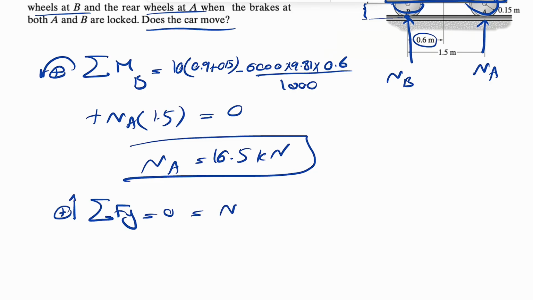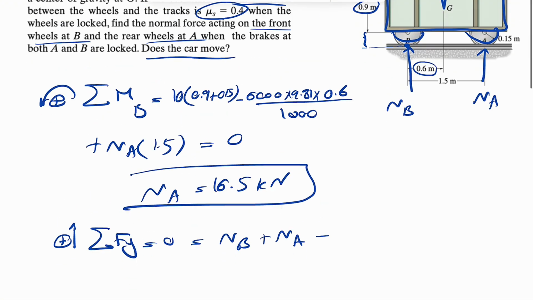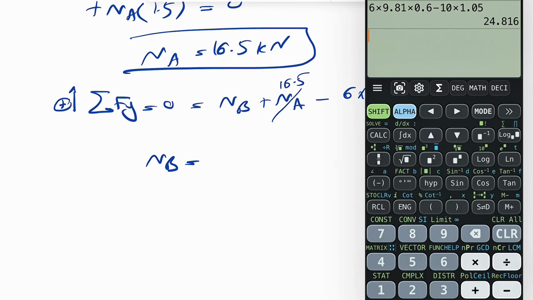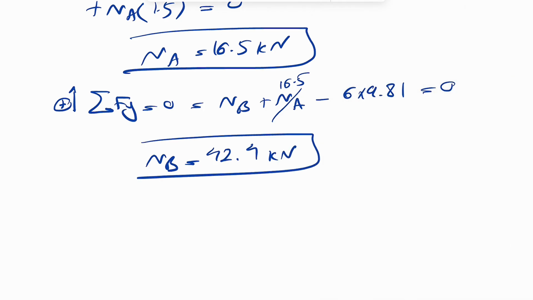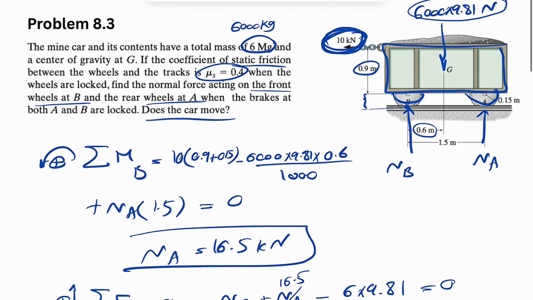Now that we have NA, just do sum of all forces in Y equals 0. So we're going to have NB plus NA, negative, we're going to have the weight, which was 6 times 9.81. Again, keep in mind that we need to be consistent with the units, and NA is 16.5, and this is going to be equal to 0, so we can find NB. So basically 6 times 9.81 minus 16.5, so the NB will be 42.4 kilonewtons.